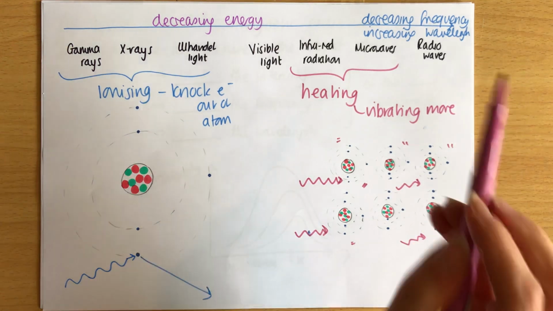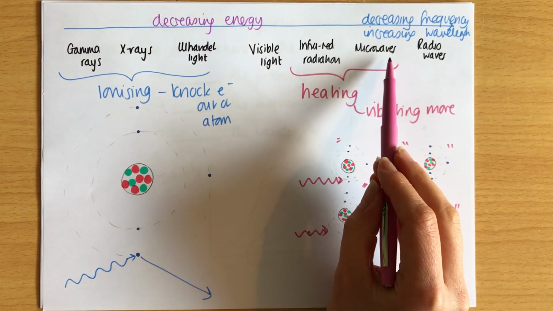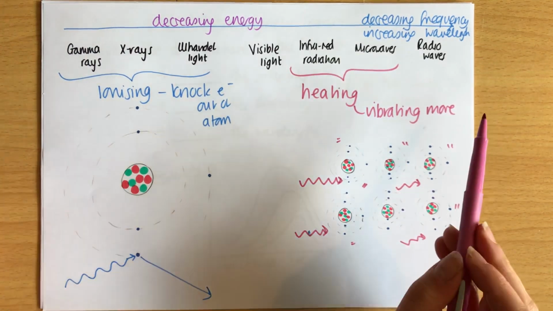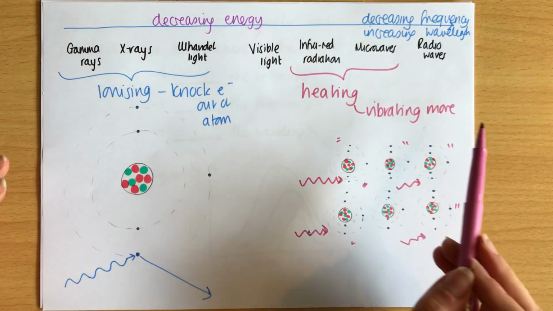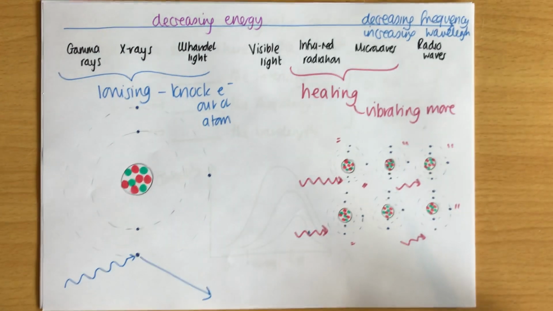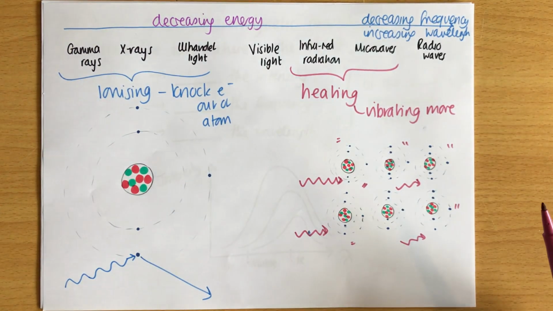And just very quickly, the final little section is radio waves and some high end of microwaves. They haven't got enough energy to even do this. So radio waves, they just cause oscillating electrical currents in wires, which is another video I'd recommend you go and have a look at. That's all.